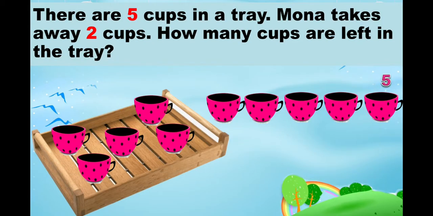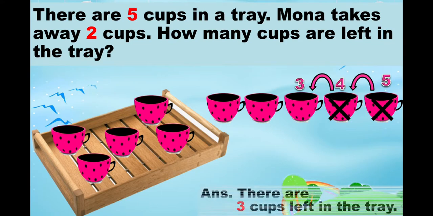Okay. Now let's take an example. There are 5 cups in a tray. Mona takes away 2 cups. How many cups are left in the tray now? Can you see the 5 cups? I have just put those 5 cups here. Now we are going to count backward. 4, 3. Now how many did she take? 1 and 2. So the answer is, there are 3 cups in the tray. There are 3 cups left in the tray.